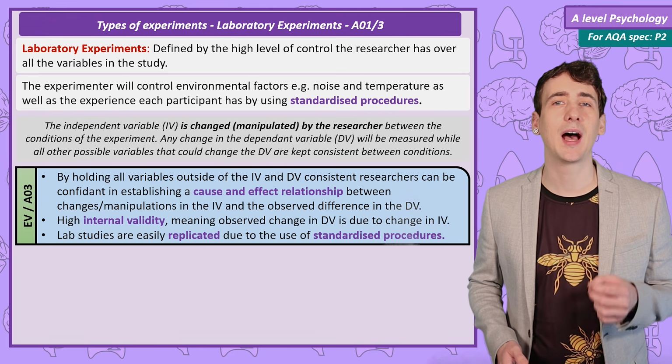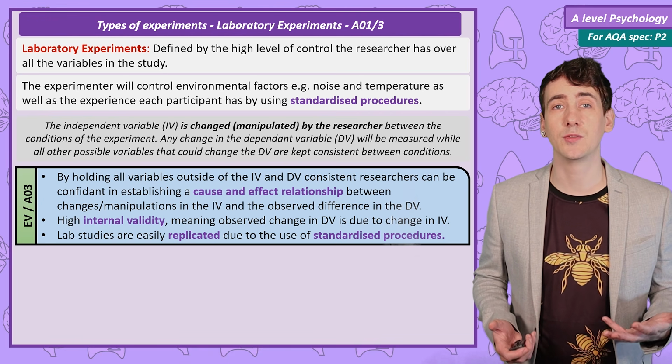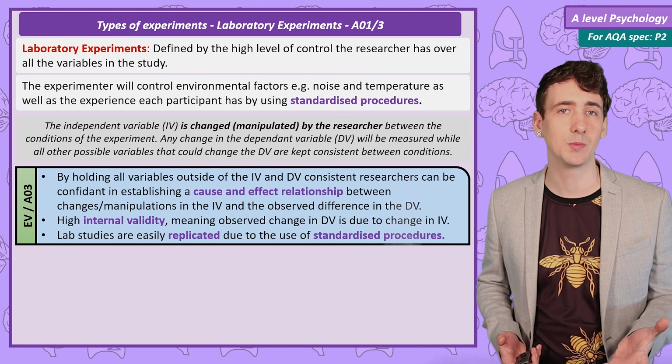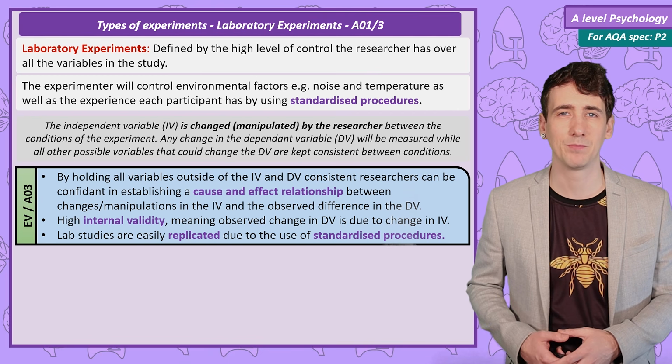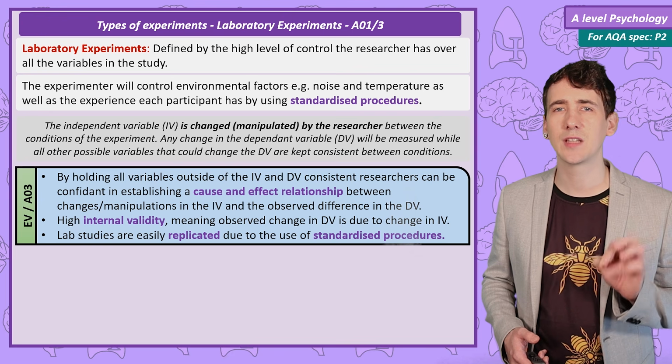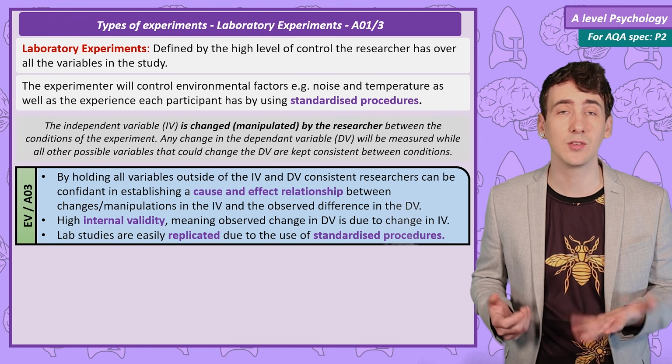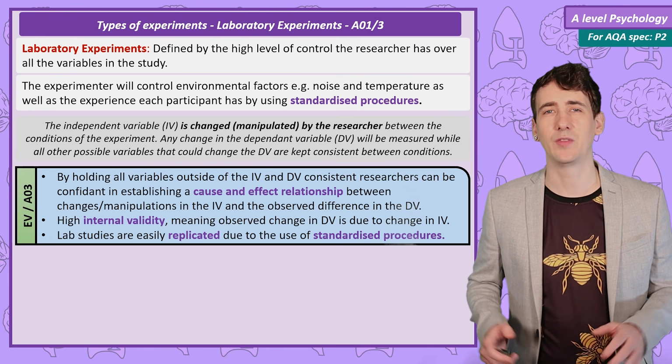Lab experiments are also highly replicable. You can give the list of instructions to another researcher, so a list of standardized procedures for the participants and variables to keep the same. Then if the researcher can conduct it in the same way and get similar results, your confidence in the validity of your findings increases. However, there are disadvantages.